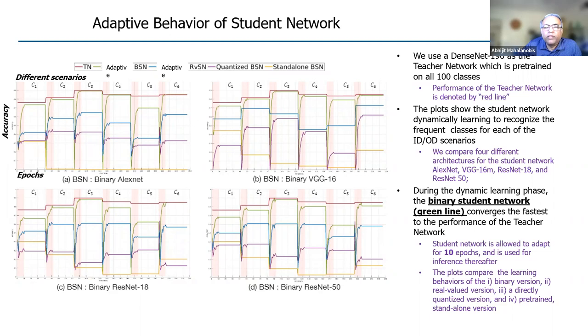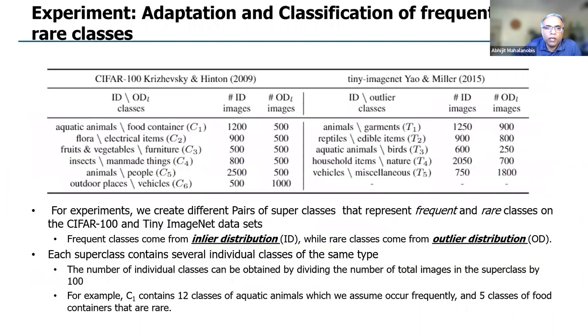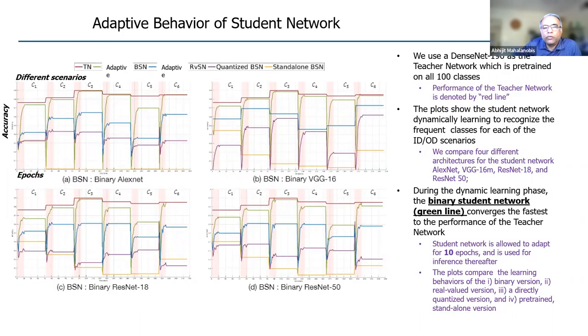we fed in images from the different contexts that I defined over here, right? So the six different contexts. We are feeding in images from a given context, and we're allowing the student network to adapt and get a performance accuracy comparable to the teacher. So this red line is the teacher, by the way, and the green line is the student, and then we change the context.